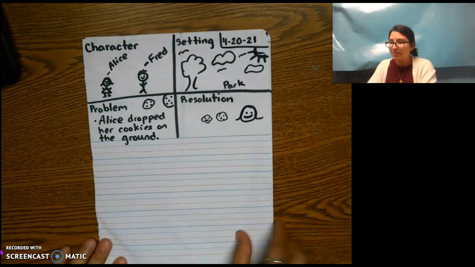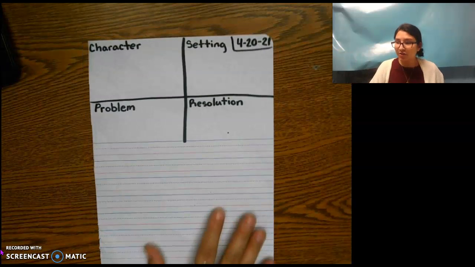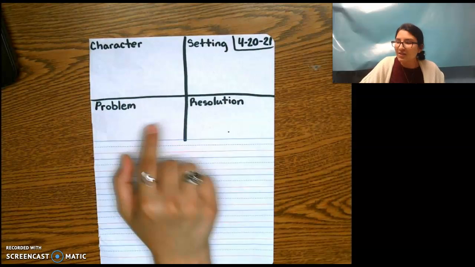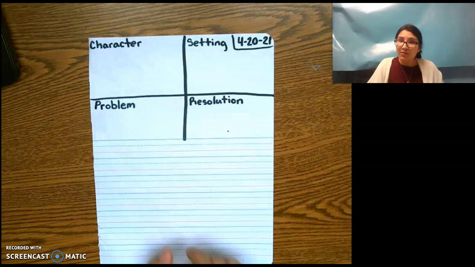So, go ahead and make sure your journal looks like this and start picking characters. Then do your setting, then do a problem, and do your resolution. Don't forget to take a picture and upload it.